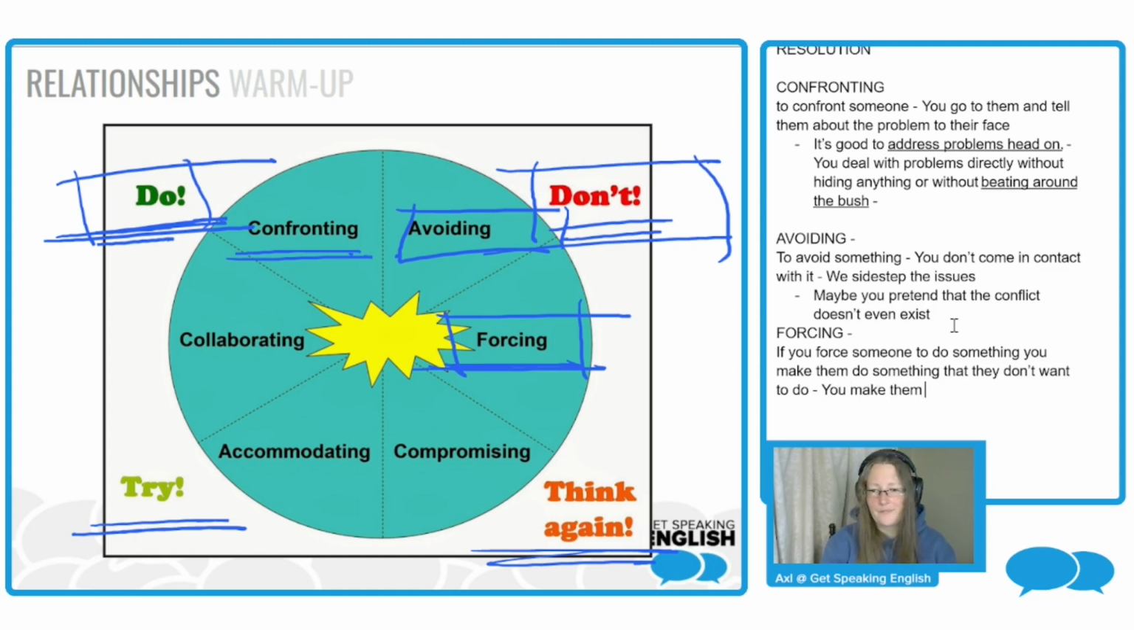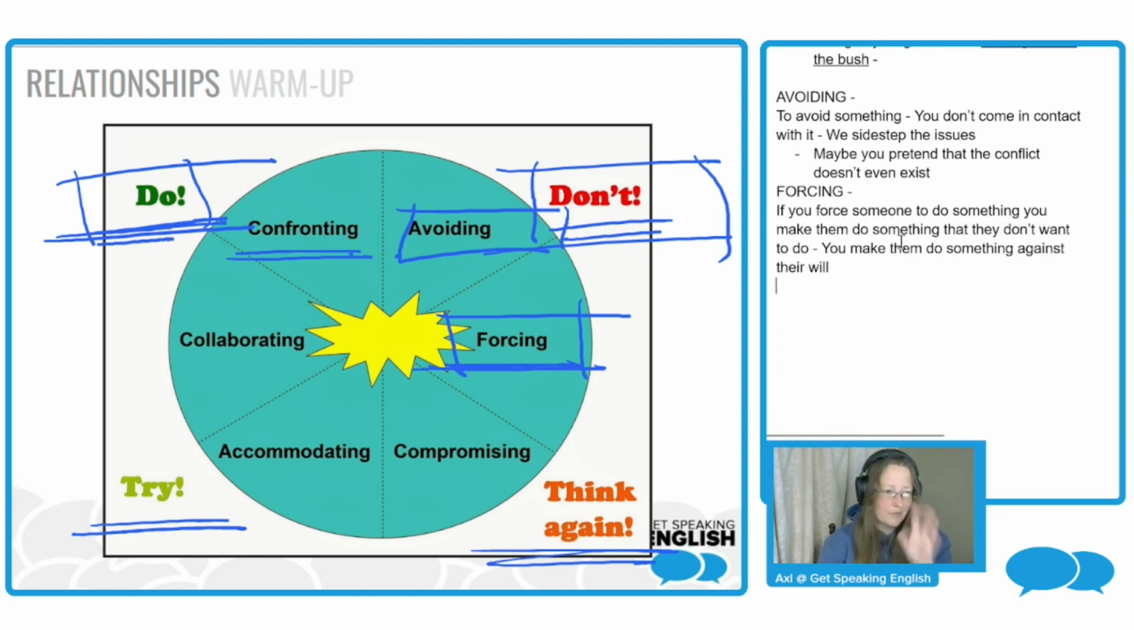You make them do something against their will. So they want to do one thing, but no, you make them do something else. So maybe in this case, you will have your solution and you will just force that person to accept your solution, right? Maybe also, if we are trying to force someone to do something, we might make threats, right? So that would be really bad.